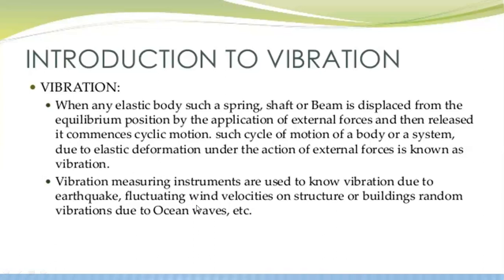And next one, fluctuating wind velocity. The wind velocity is fluctuating, so we can calculate these fluctuations by using this type of vibration instrument. And next one, structures or buildings' random vibrations due to ocean waves. The building's random vibrations due to ocean waves are calculated by using these different instruments.